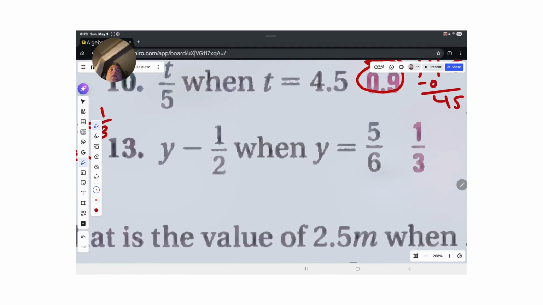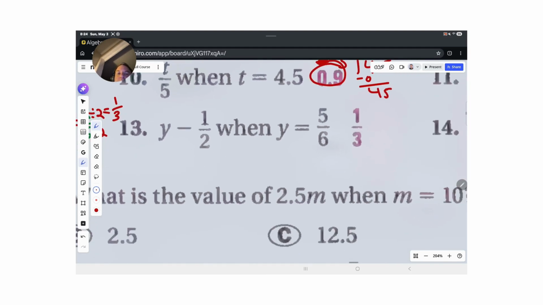13, y minus 1/2 when y is equal to 5/6. So let's use a common denominator here. Six is our common denominator. We're subtracting. Both 6 and 2 will go into 6, so this will be our common denominator. Okay, our least common denominator is 6, so what is 1/2 in 6ths?